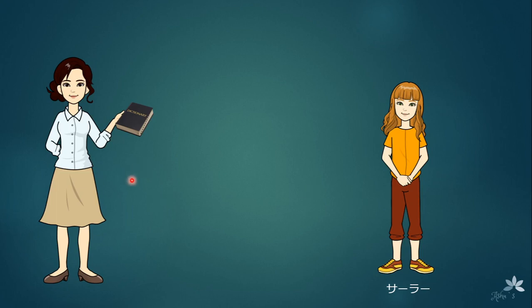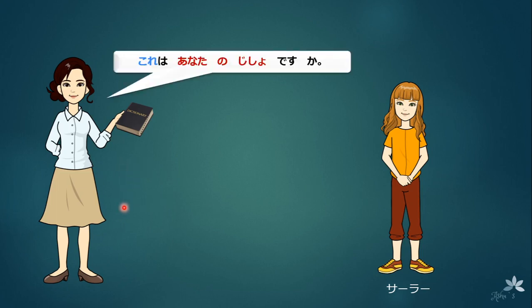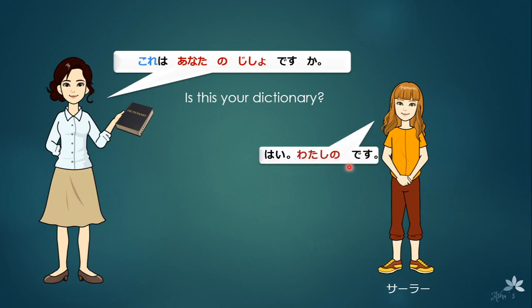Now in this example, she asks, これはあなたの辞書ですか? Which means, is this your dictionary? Anata refers to you and anata no becomes your. So the girl replies, はい、私のです。Yes, it's mine.